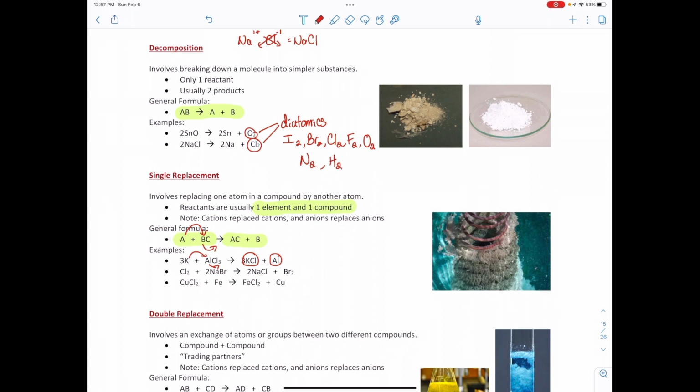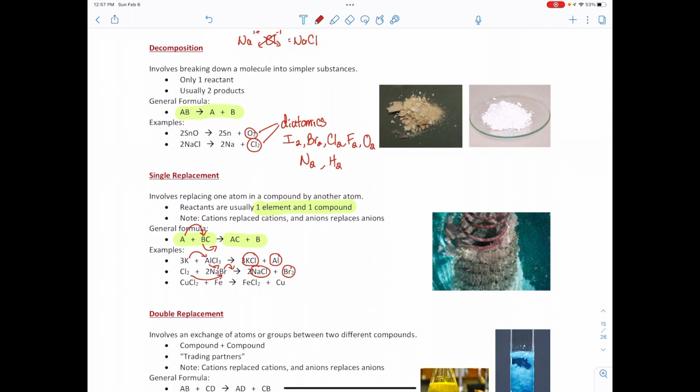Okay, chlorine gas. Now chlorine gas is a nonmetal. This is usually an anion, and so anions replace anions. So chlorine is going to go in and replace bromine. Bromine is going to get kicked out. And so the new compound is going to be sodium chloride, and then bromine gas, which is the element on its own.